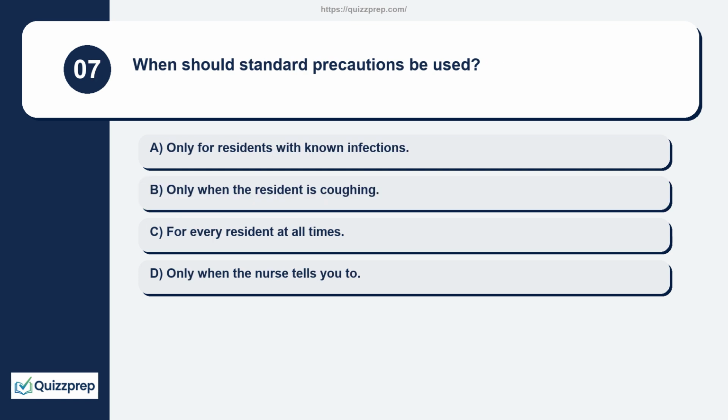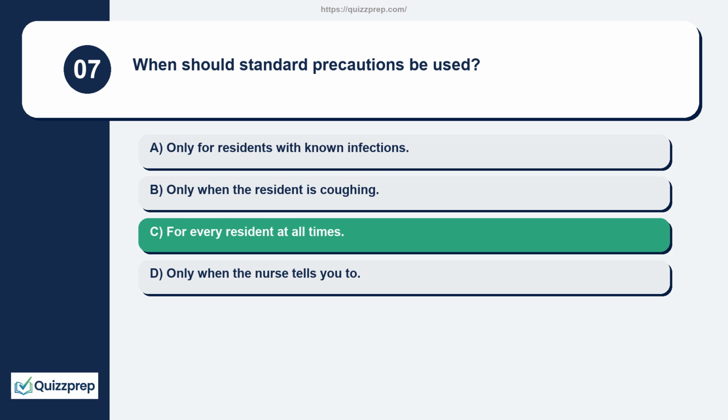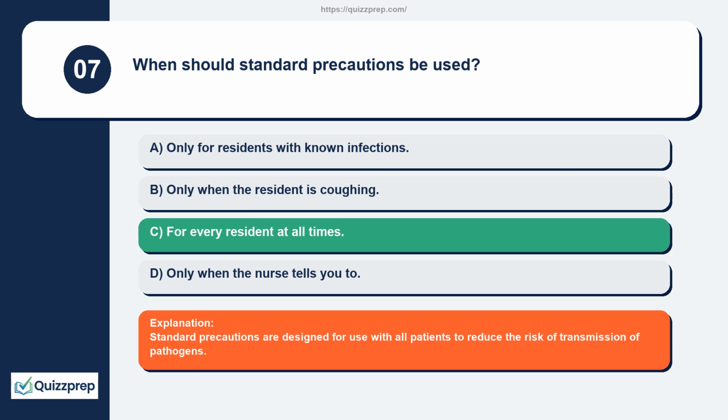Question 7. When should standard precautions be used? Only for residents with known infections. Only when the resident is coughing. For every resident at all times. Only when the nurse tells you to. Standard precautions are designed for use with all patients to reduce the risk of transmission of pathogens.